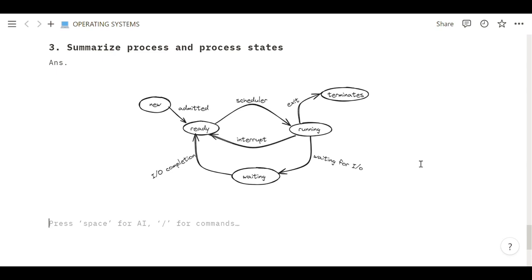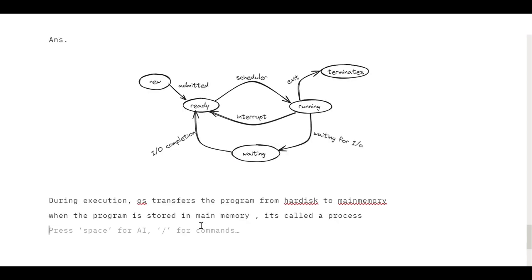During execution, the OS transfers the program from hard disk to main memory, right? That is the basic thing the OS does, hard disk to main memory. When this program is stored in the main memory, it is called a process. That will be your definition of process. So let me write it down here. The definition of process: what is a process? When the program is stored in the main memory, it is called a process, right?